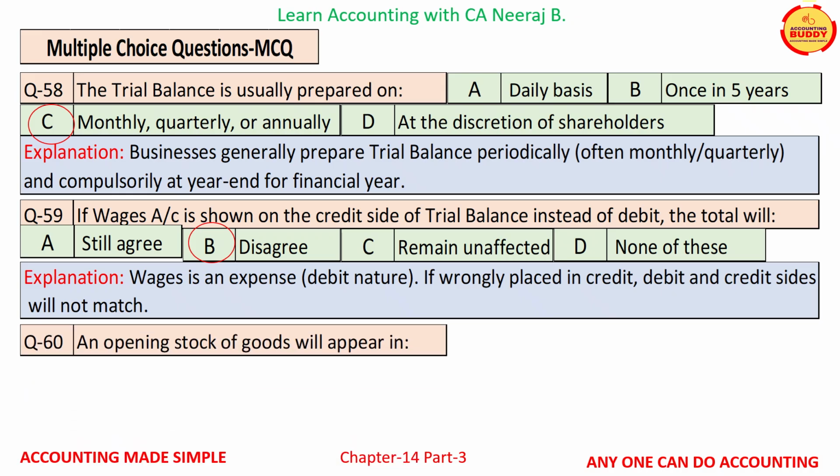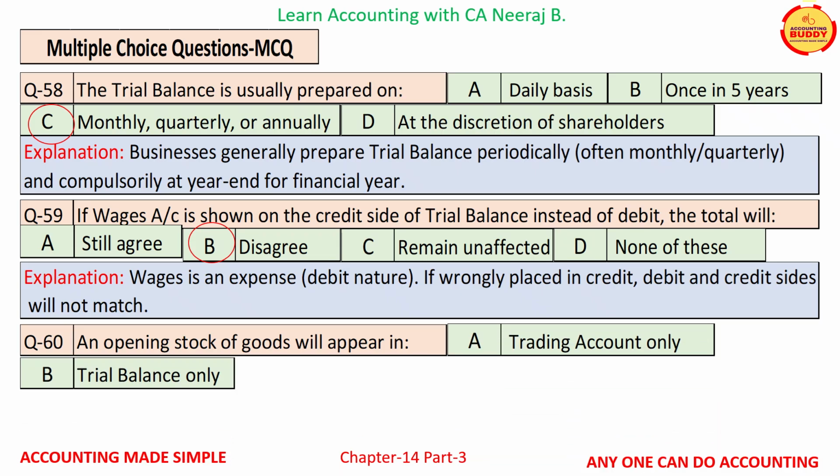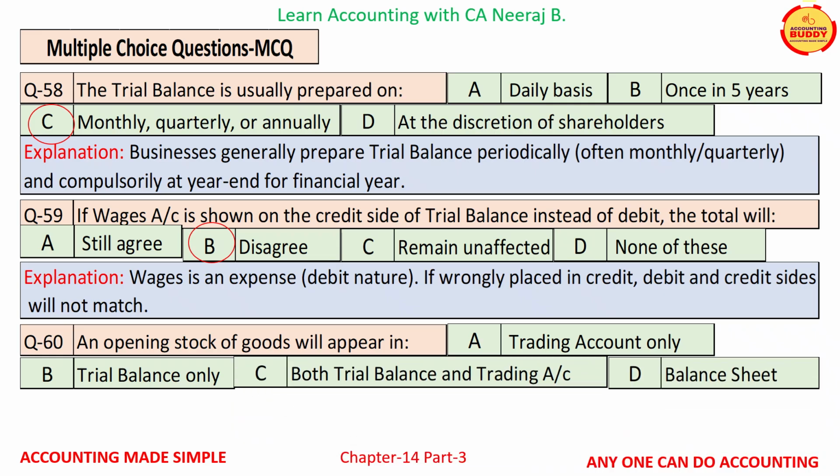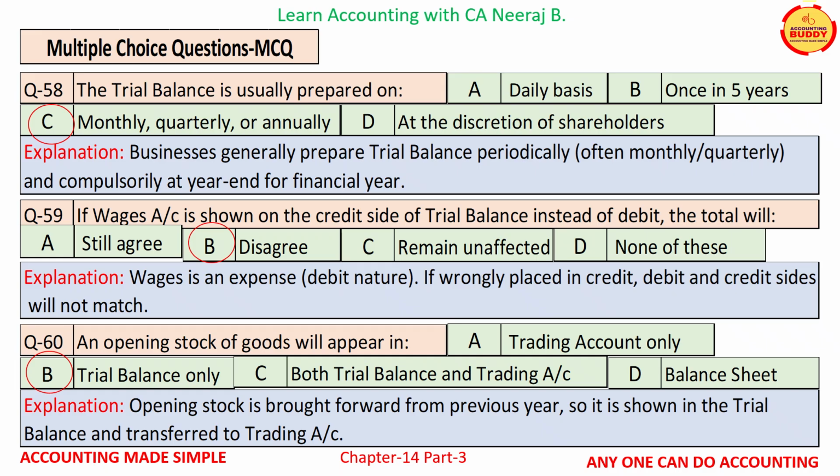Question number 60. An opening stock of goods will appear in, and the available options are option A, trading account only, option B, trial balance only, option C, both trial balance and trading account, and option D, balance sheet. And the correct option is option B. Opening stock is brought forward from the previous year, so it is shown in the trial balance and transferred to the trading account.